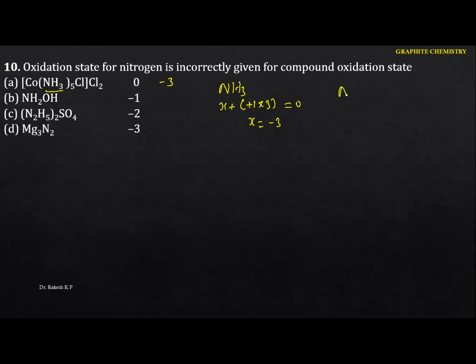Let me go for the next one also. So let me take the NH2OH. This is the hydroxylamine. Let me calculate this one. The X, hydrogen will be plus 1. We are having 3 hydrogen, so plus minus 2 into 1, which is equal to 0. So the X value, if you do the calculations here, we are going to get minus 1. Here we got the exact value. So let me go for this one here.